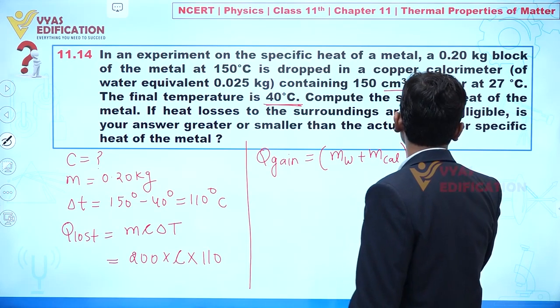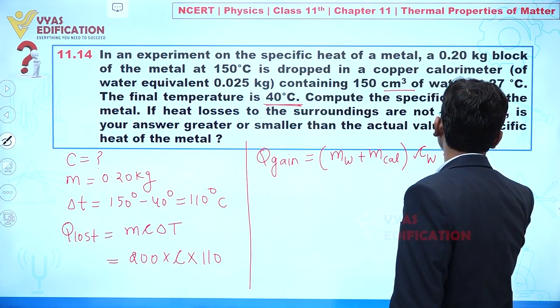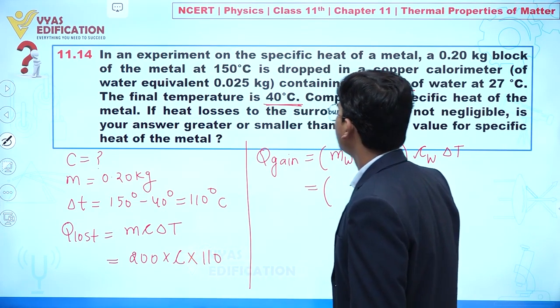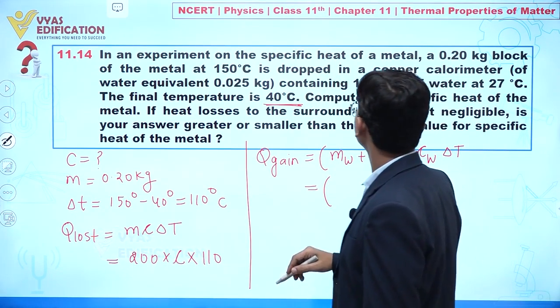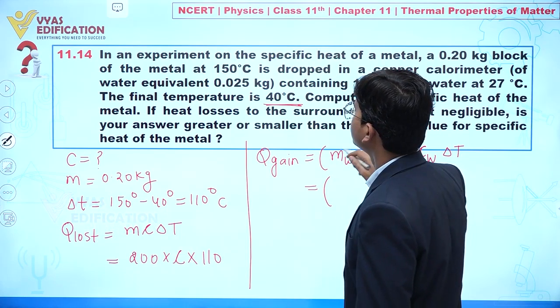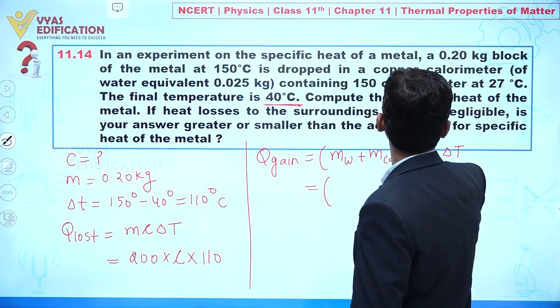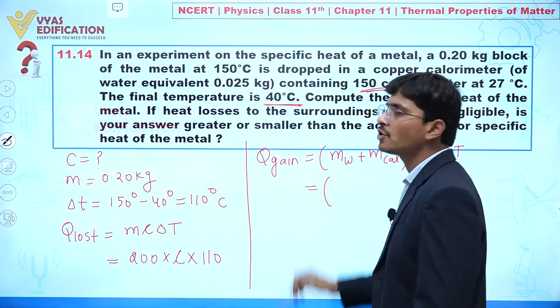Clear? And it is multiplied with the specific heat of water and delta T. Clear? So from here you can see mass of water is present. It is given in this question. We have, yes, specific heat is given, containing 150 centimeter cube of water.